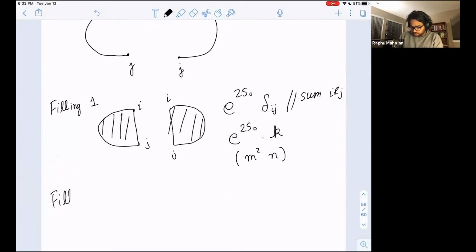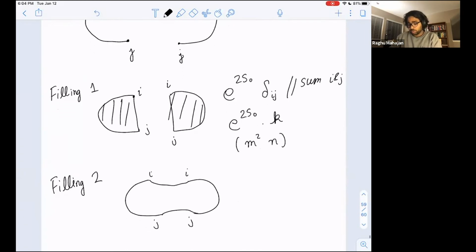Okay, but there's a second filling, because in gravity, we only specify the boundary conditions. We don't control what the bulk does. In that case, we have these two. This guy can join up here, and this guy can join up here. Now the geometry is just one disk. So we have e to the s naught, but there's no delta functions in I and j. So there's a sum over I and j.